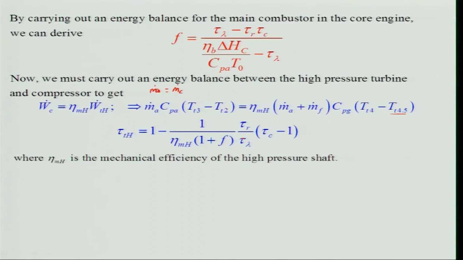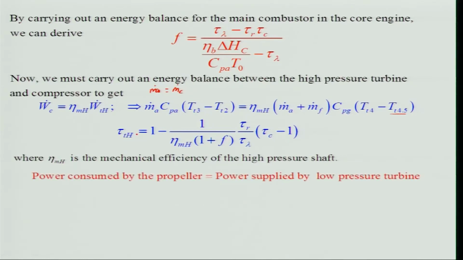Only thing is that in place of tau h here, for the turboprop engine it will be tau t h. We know that the power consumed by the propeller is equal to the power supplied by the low pressure turbine. With this we can write down this power.